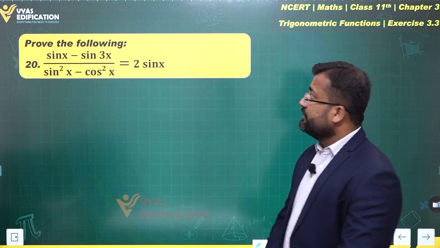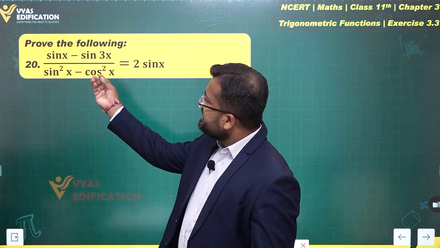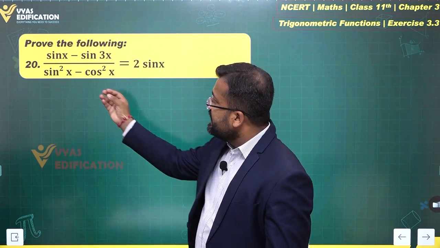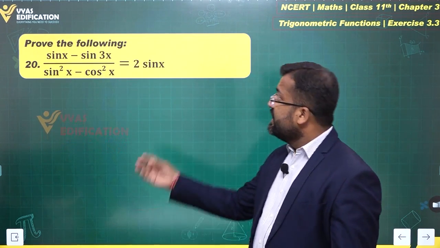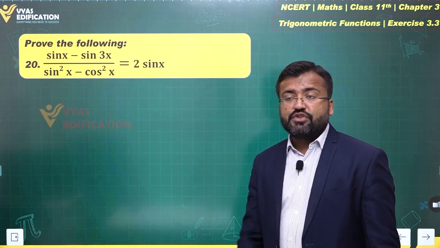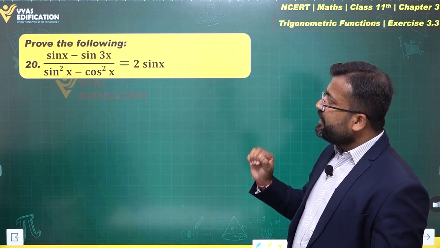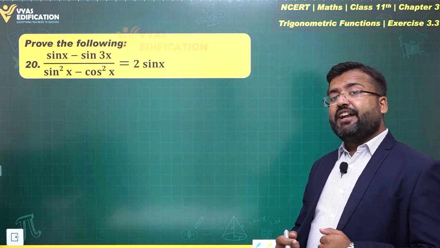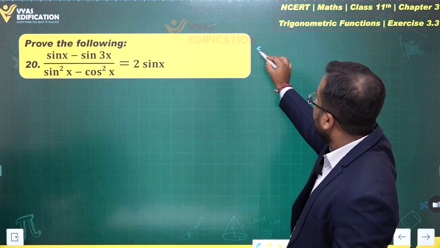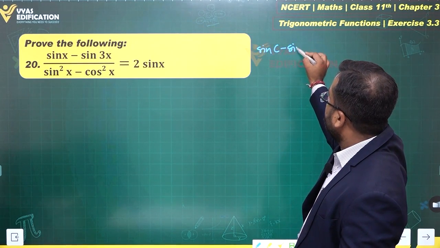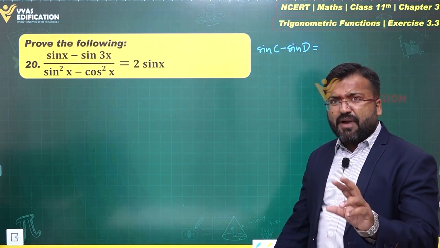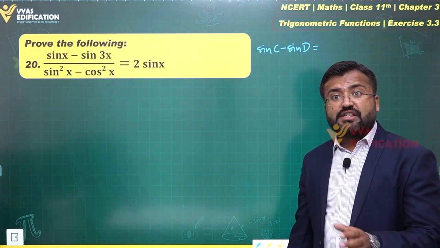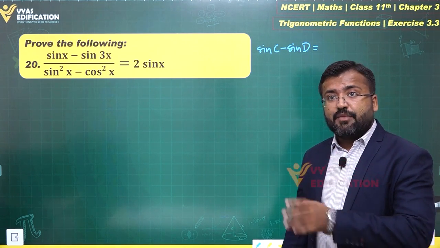Let's try to solve this question. The question says sin x minus sin 3x over sin square x minus cos square x is equal to 2 sin x. How do we approach this? Observe, in the numerator you have the sin C minus sin D form. Okay, let's recall the identity of sin C minus sin D. Sin C minus sin D will be equal to 2 cos (C plus D) by 2 sin (C minus D) by 2.